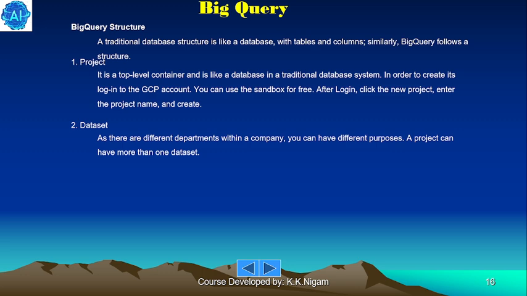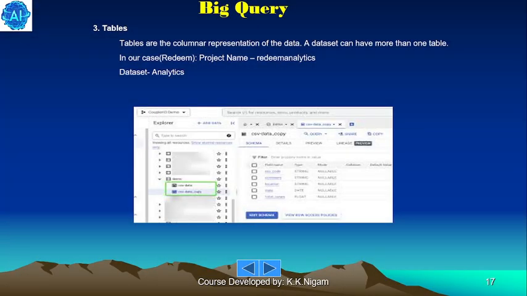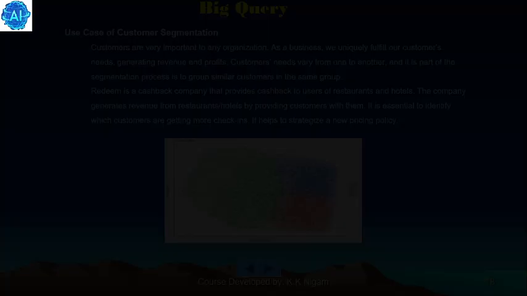Dataset. As there are different departments within the company, you can have different datasets for different purposes. A project can have more than one dataset. Tables. The tables are the columnar presentation of the data. A dataset can have more than one table. In our case, the project name is Redeem Analytics, and the dataset is Analytics. Again, you can see this kind of screen on opening it.